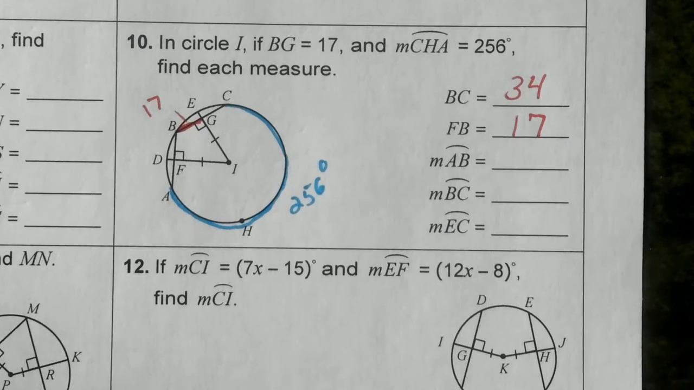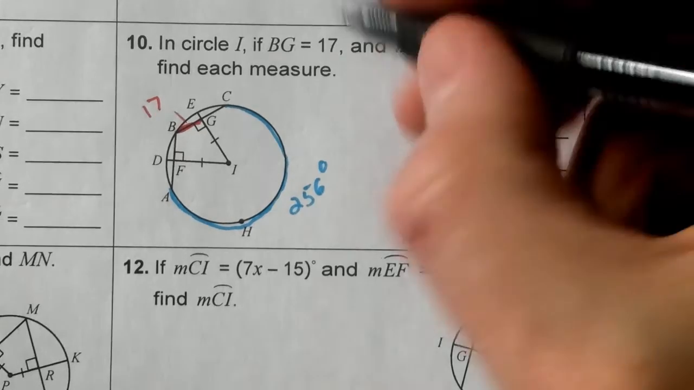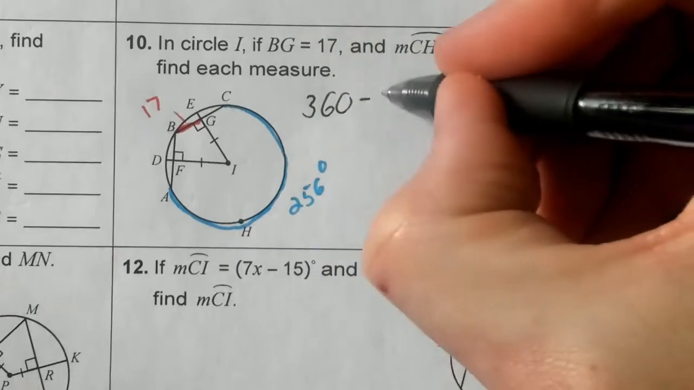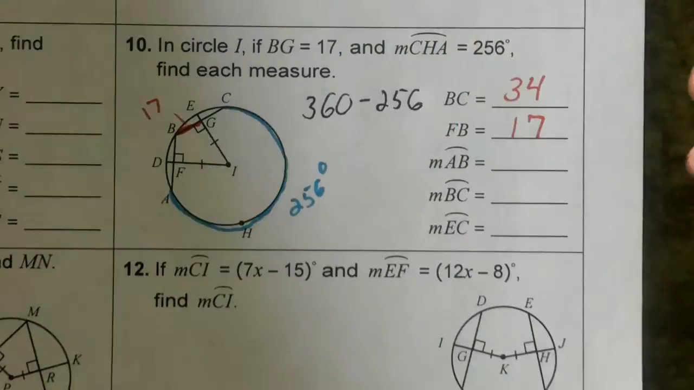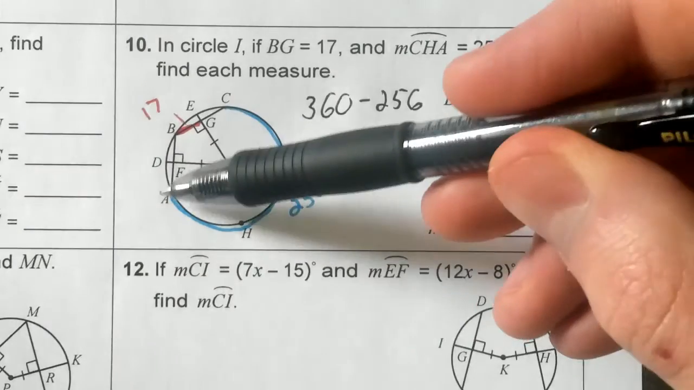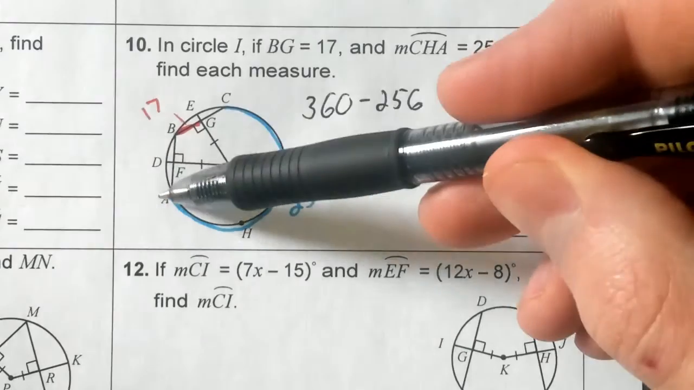So if we know that the entire circle is 360, and we know this big blue portion is 256, right? So let me subtract that and see what's left. 360 minus 256 leaves me with 104. All right, and then arc AB would be half of that, right? Because these arcs are the same.